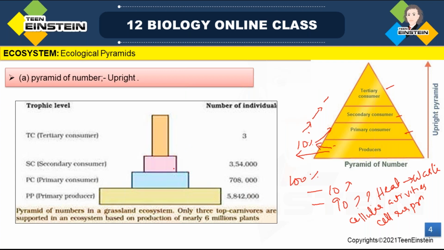Got it? So this is the pyramid of numbers. It is an upright pyramid. Okay. Pyramid of numbers, you can expect these questions. Pyramid of numbers, it is an upright pyramid. Got it?